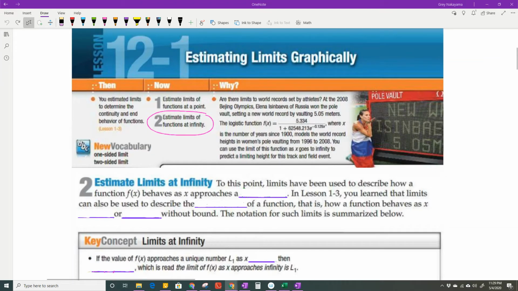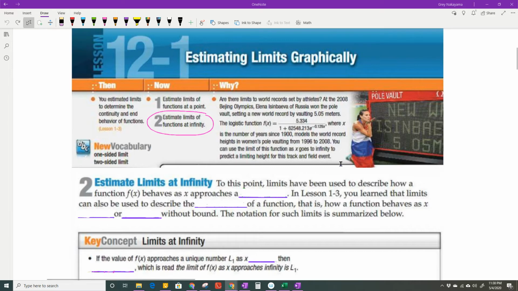Okay, today's lesson is 12.1b. We are finishing up estimating limits graphically that we started in the previous day. We are concentrating on the second part of this lesson, which is estimating limits of functions at infinity.